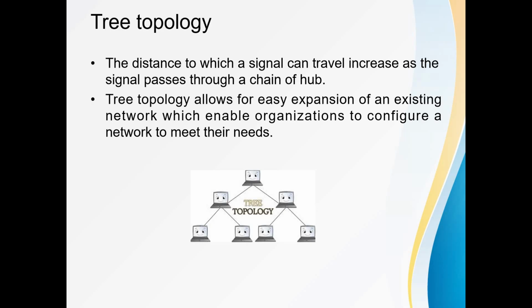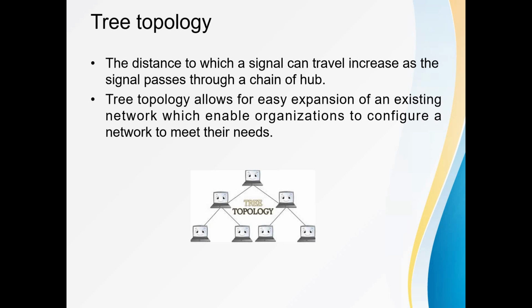First one is that the distance to which the signal can travel increases. Next, tree topology allows isolating and tracing communications from different nodes. Then it allows for easy expansion of an existing network, which enables any organization to configure a network to meet their requirements or needs.